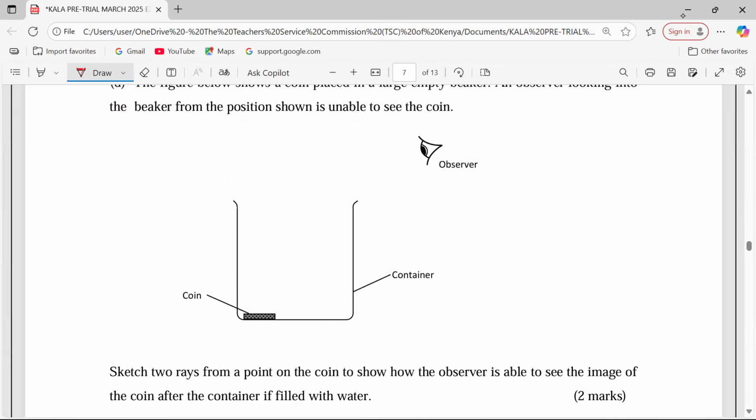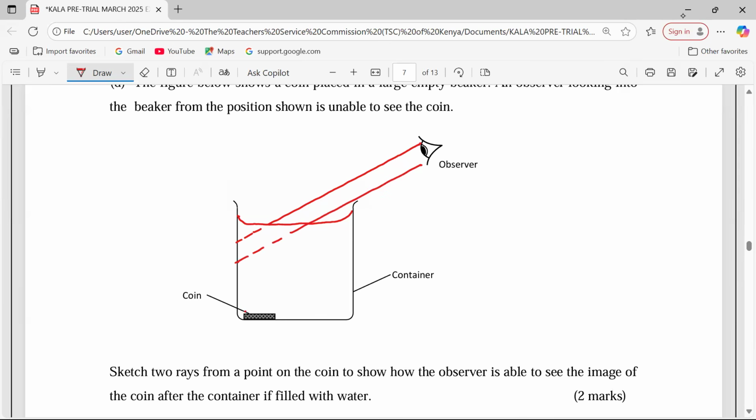So when we fill this container with water, there will be some reflection, and this guy is able to see. Therefore, this is what shall happen. From the coin, we can have rays. Because light does not negotiate corners, the guy will be able to see the coin at some point here.